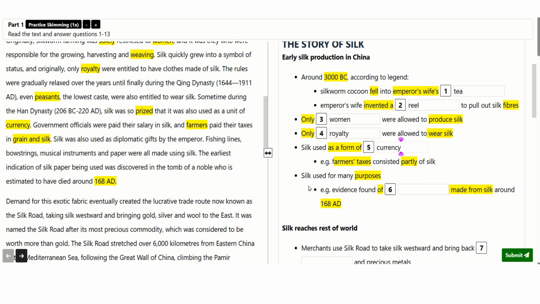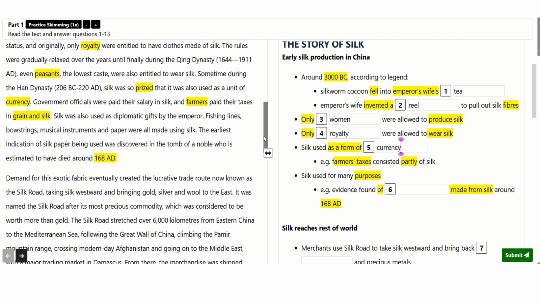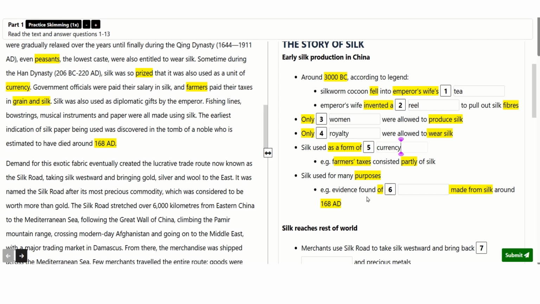Then, used for many purposes. Okay, evidence found of dash made from silk. If we read, silk was also used as diplomatic gifts by the emperor. Fishing line, this and that, all made using silk. The earliest indication of silk paper being used was discovered in the tomb of a noble, who is estimated to have died around 168 AD.